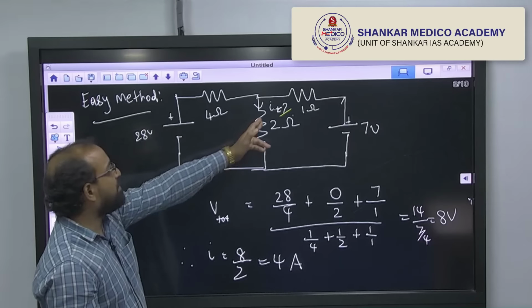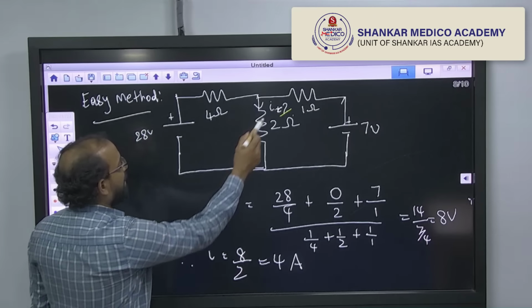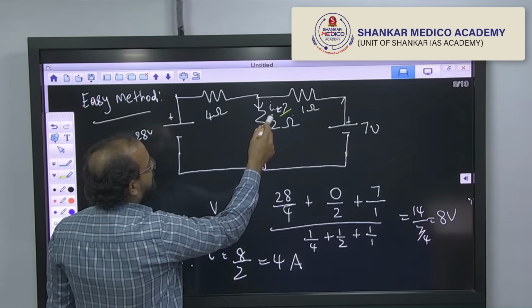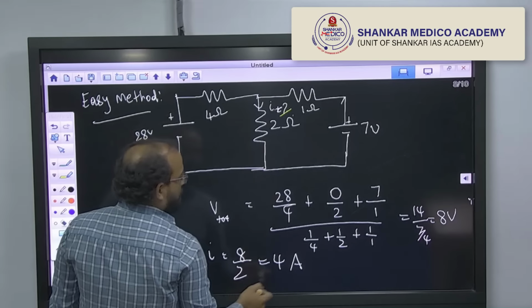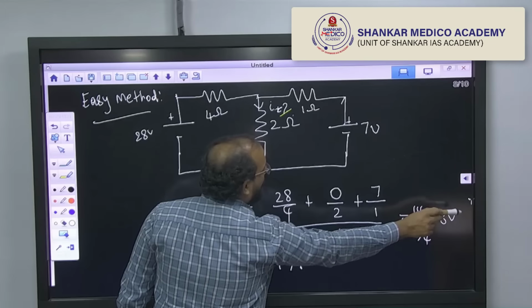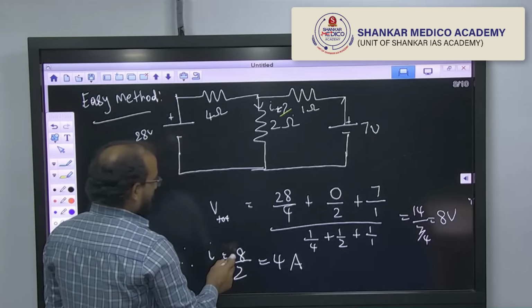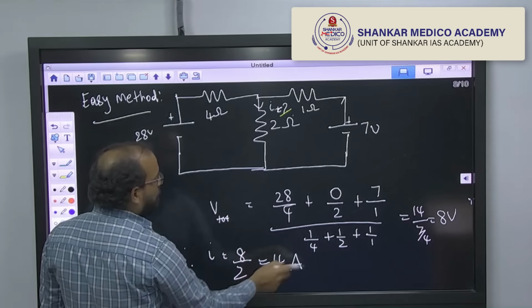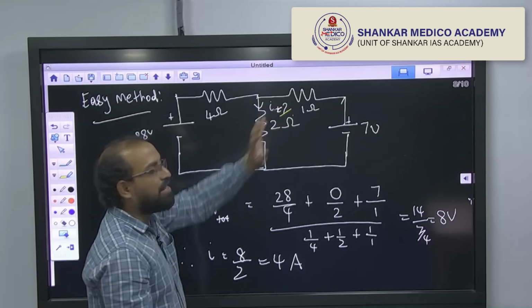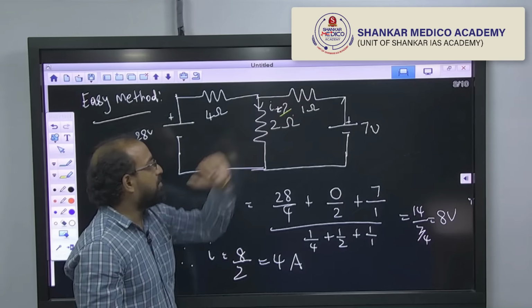Now I go for this current. What is the current here? Again I is equal to V by R. The total voltage I am getting is 8 volt. So 8 by this resistance 2 gives 4 ampere. Similarly, you can get the current in any of the nodes.